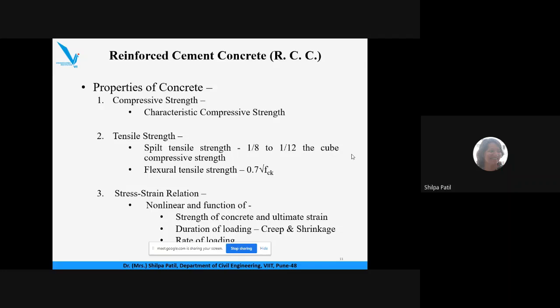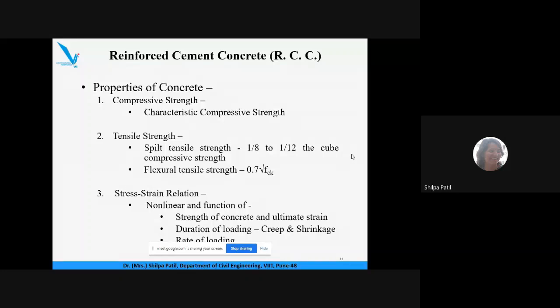Now, when we calculate the compressive strength and the tensile strength, we are dealing with the behavior of a material. We are studying how the material behaves under these loadings, when we apply compressive force and when we apply tensile force.